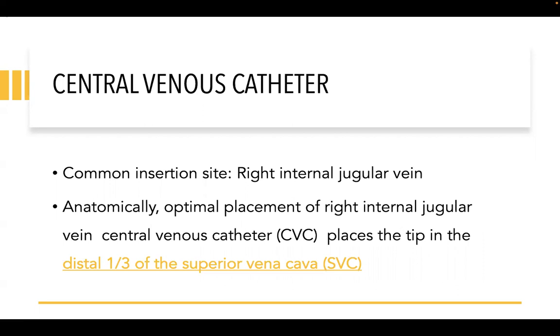A common entry point for central venous catheters is the right internal jugular vein. Optimal placement of a right side internal jugular vein central venous catheter places the tip of the catheter in the distal 1/3 of the superior vena cava, just above the superior vena cava and right atrial junction.